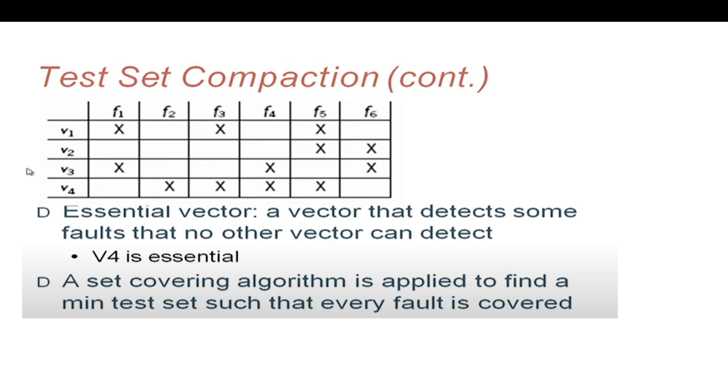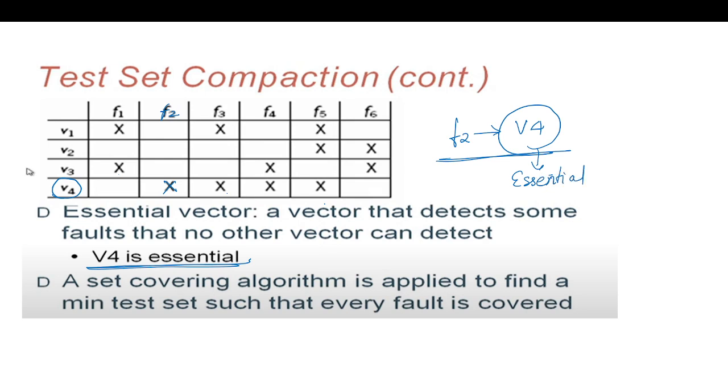The test set compaction. So here this is the fault F2, which is detected only by the pattern V4. So we can say that V4 is essential. F1 is detected by two vectors, F3 is also by two vectors, F5 by three, but F2 is getting detected by only V4. So V4 is called essential. So these are called essential vectors, a vector that detects some faults that no other vectors can detect.